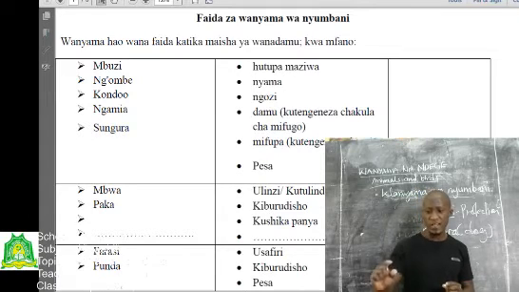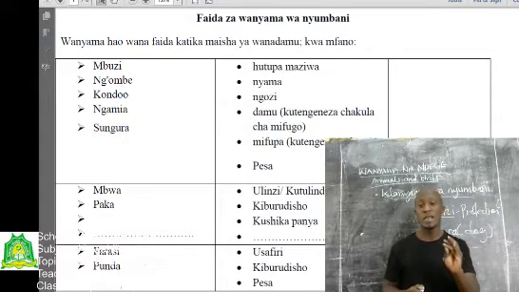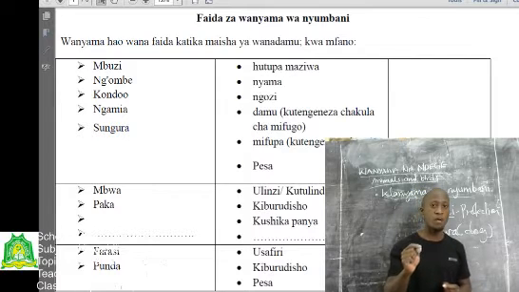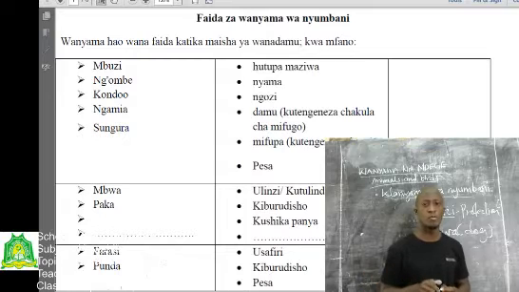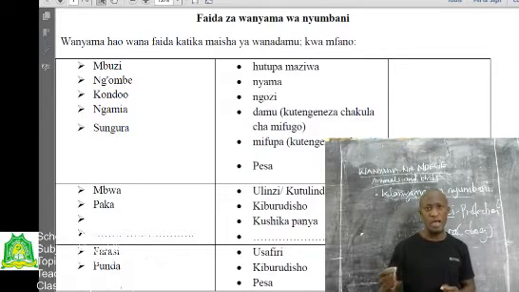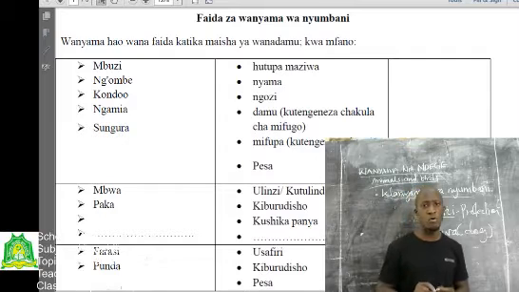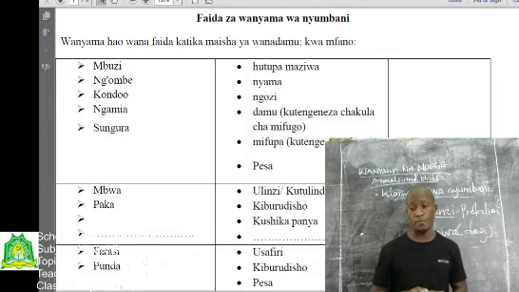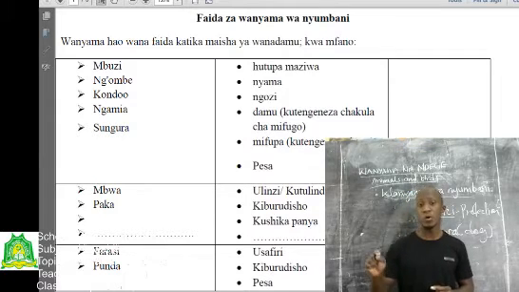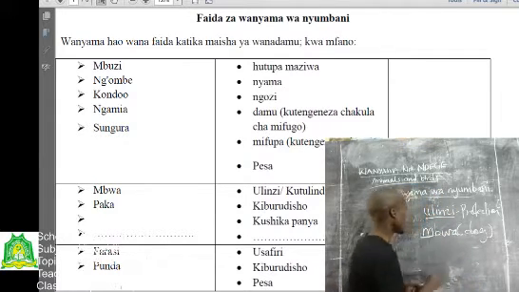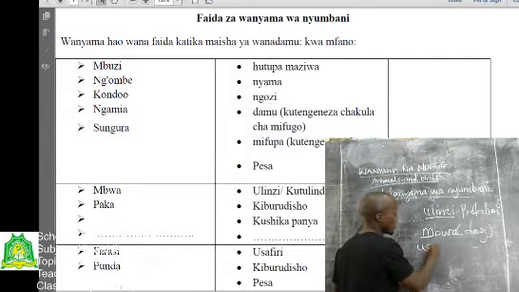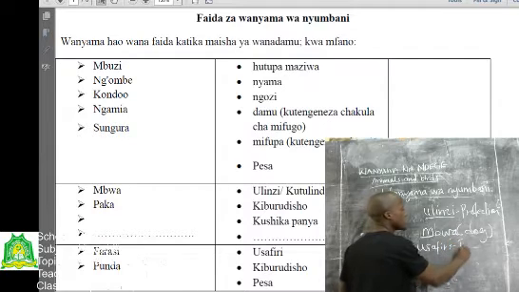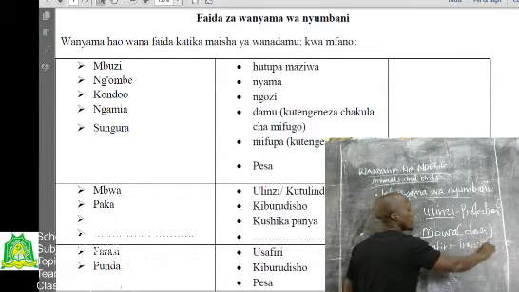Good. Then in another category, we have farasi and the punda. Remember, we are looking at the importances, the purpose of these domestic animals. Farasi, a horse, and the punda also serve the same purpose. Punda is a donkey. One of their roles is usafiri. Usafiri means transportation.